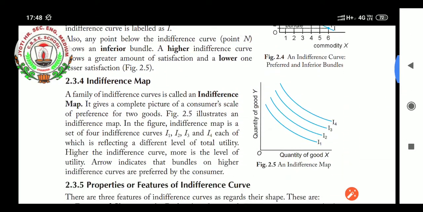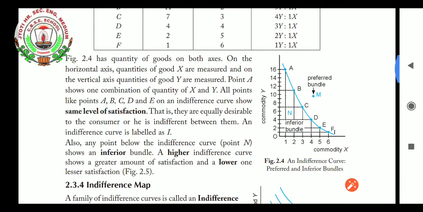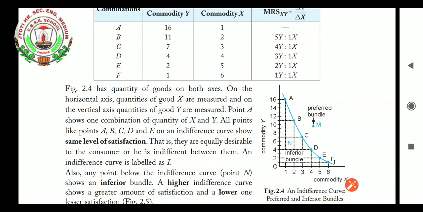Here we are seeing in the first combination A, when 1 unit of X was there, the commodity Y was 16. When X has been increased from 1 to 2, the commodity Y has changed from 16 to 11. So here is the line which we are drawing.